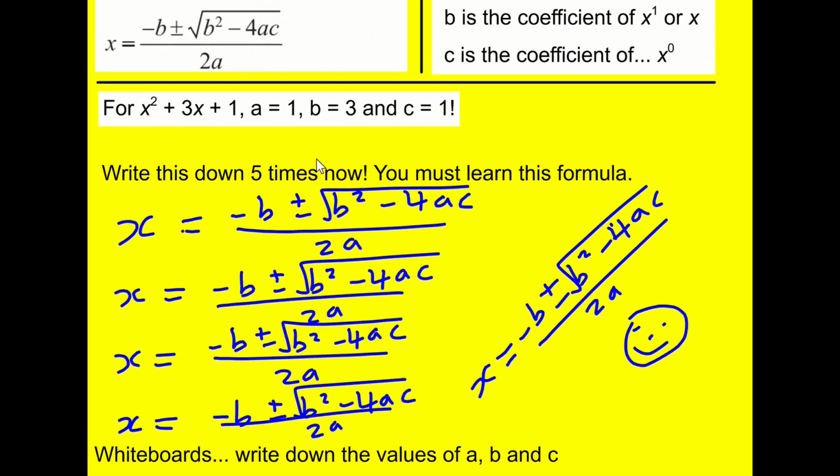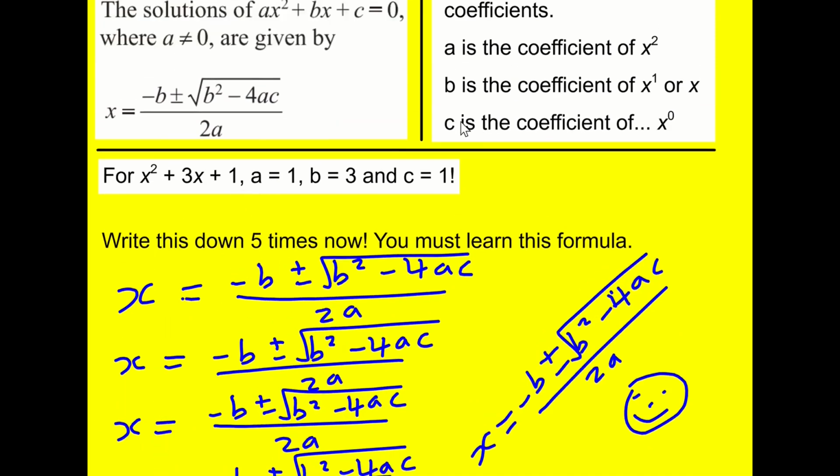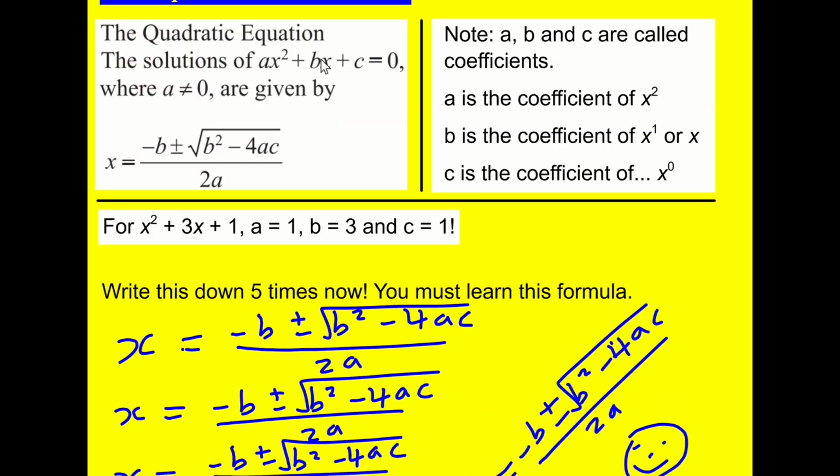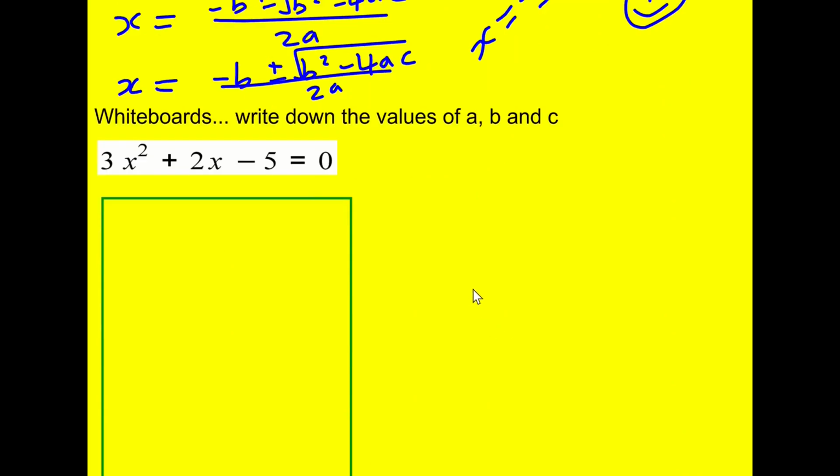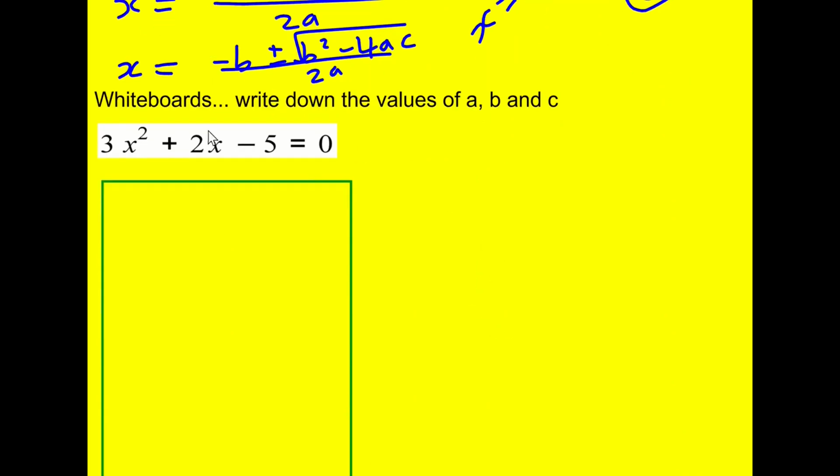So, just in case you're not sure what I mean by a, b, and c, we're going to practice a little bit. Here are the numbers in front of x squared, x, and the number by itself. So, try this out. Even if you're just thinking it or writing it down, what are the values of a, b, and c in this situation? A equals 3, b equals 2, and c equals minus 5, not just 5, but minus 5.